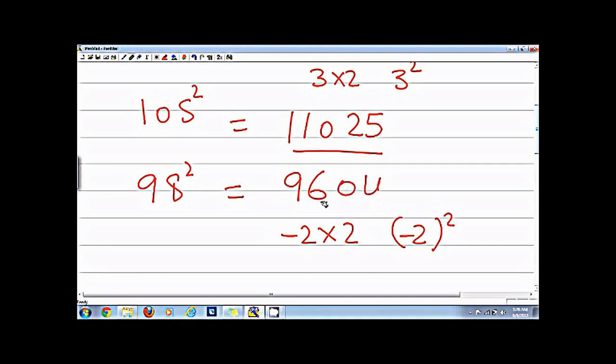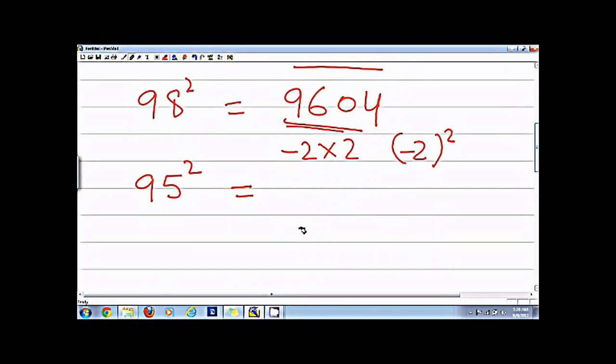Now similarly, if I have 95 squared, in this case I will say 5, minus 5 times 2 is 10, so I'll say 90, and then minus 5 squared, that is 25. So the answer is 9025.